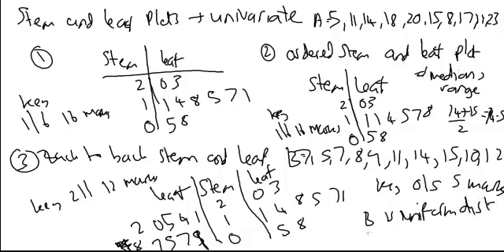Distribution. A is symmetric, peak in center, and I've already said it's symmetric. So that way we can see that they come from a different distribution.